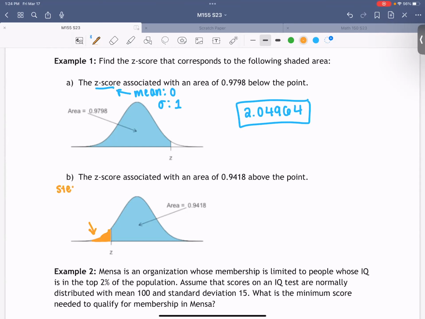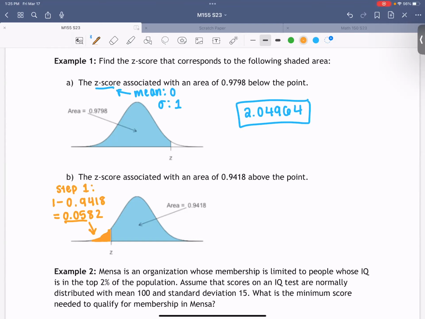Perfect, subtract from 1. So before you do the question, step 1 is to take my probability and subtract it from 1, 0.9418. When I do 1 minus that, we get 0.0582, and that's the probability to the left, okay? So basically what we did is we transformed this question into the question in part A, where we can just type in the new probability and find what z-score corresponds with that.